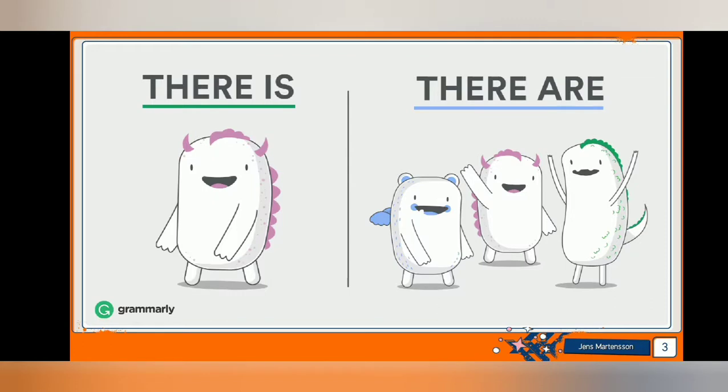You can see the picture here. In the first picture, there is one alien. That means there is a singular noun. And in the second picture, there are 3 aliens. So there are is for plural nouns. We can see the difference here.